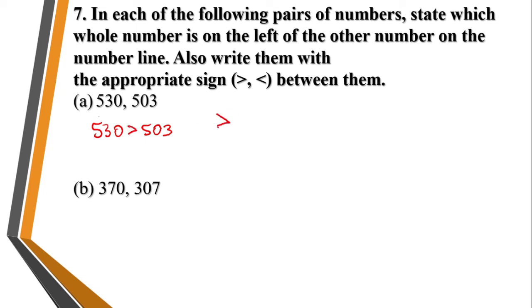Now if we put the sign like this, here the greater number will be there and here the lower number will be there. So here 503 is the smaller number and 530 is the greater number. So 530 is on this side and 503 is on this side. Now we got to know the sign. Now we can say which number is on the left of the other number, right? Now, the smaller number will usually be on the left.